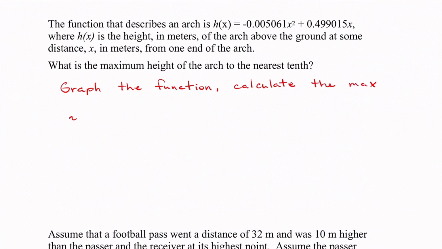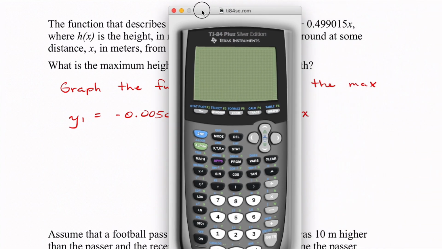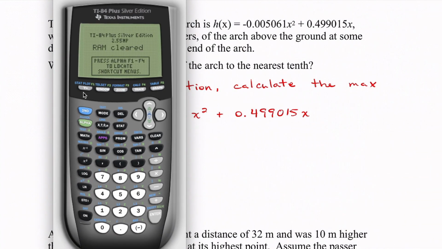Okay, so in our calculator, we are going to type into y1 the function, which was negative 0.005061x squared plus 0.499015x. So let's get out our calculator and we're going to type that in. Okay, so turn it on, go to y equals, and then type this in. Okay, now that we have that typed in, we can go to our graph and see what we get.